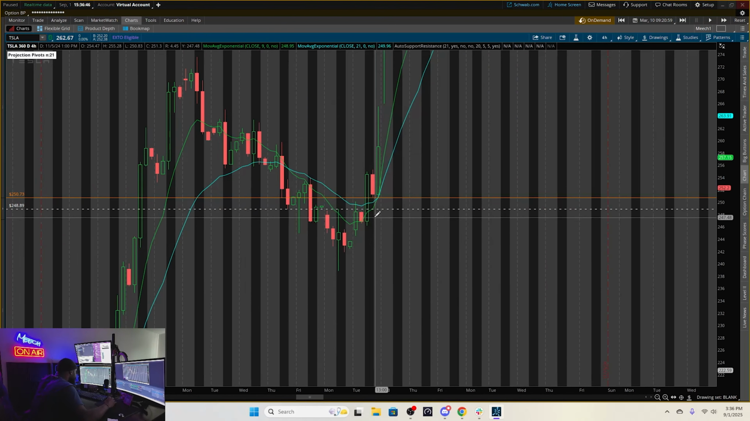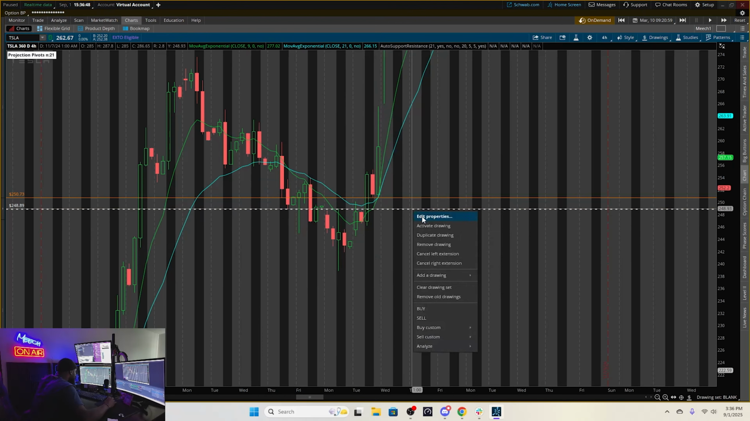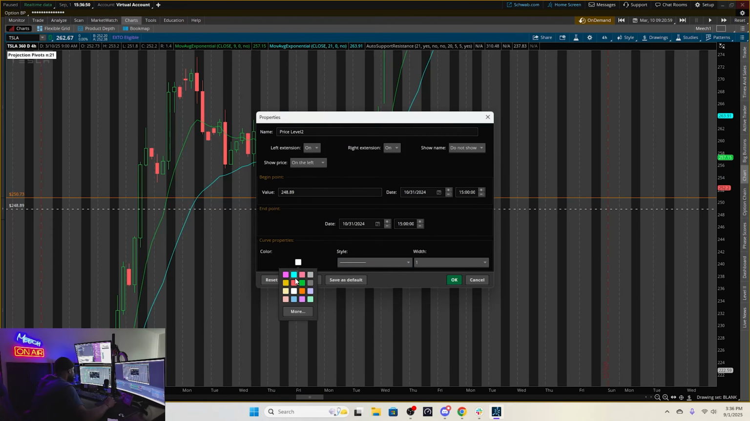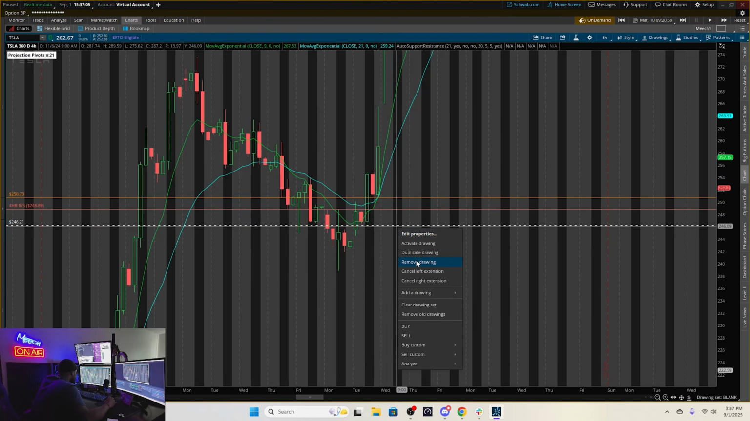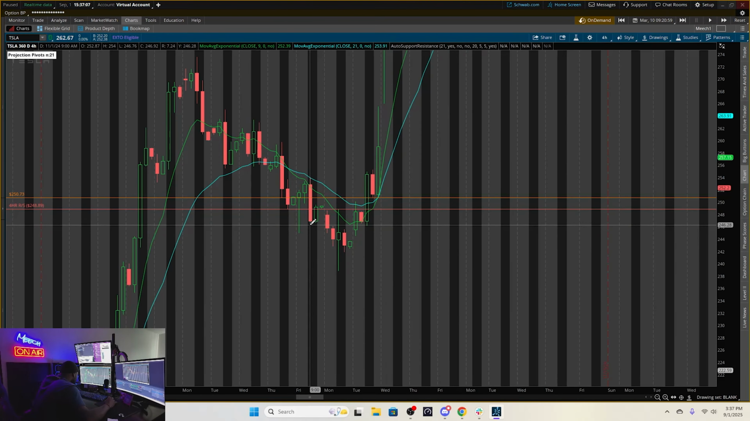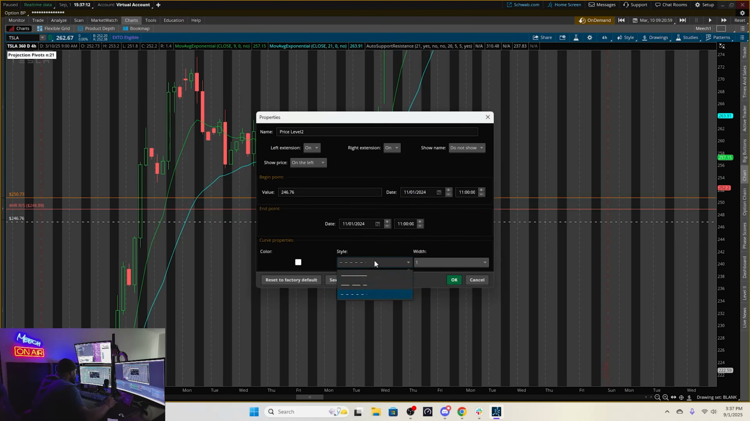Because this was a resistance first, I'm gonna put resistance. Pay attention on the left. So this was a resistance, now we have a support. I will do this double bottom right here, 246.76. 4-hour support. Boom.